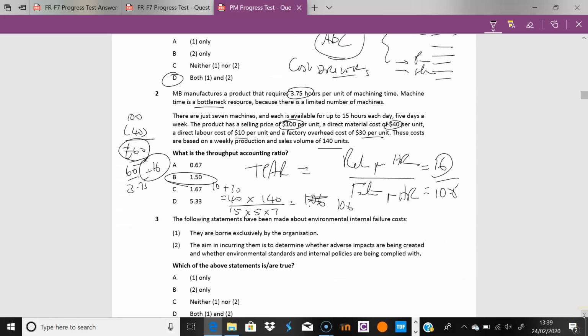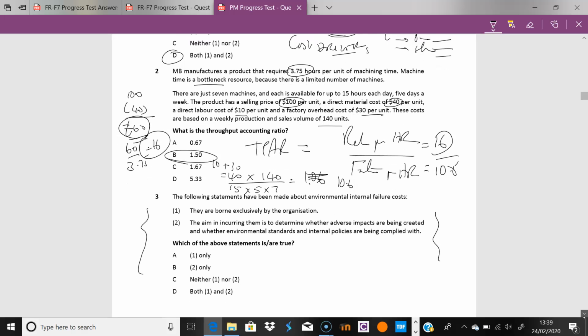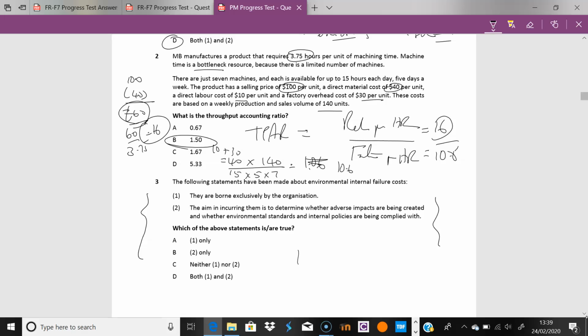So this is a knowledge question. It's good to go back and read this over time. If you go back again and just look at it, we tend to see a lot of questions here on input versus output, flow costing, that type of thing, looking at the environment.